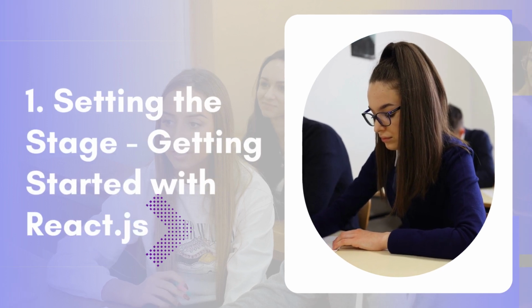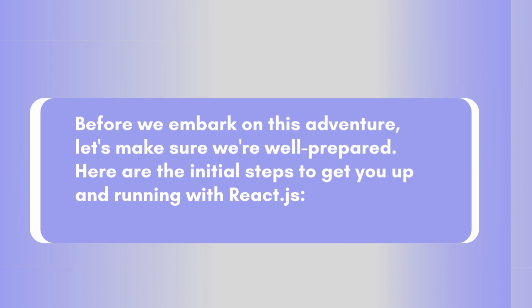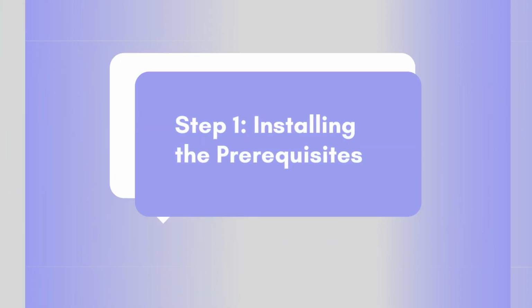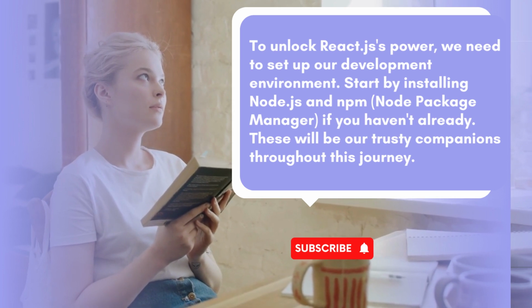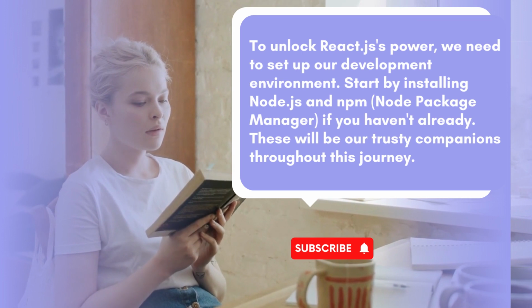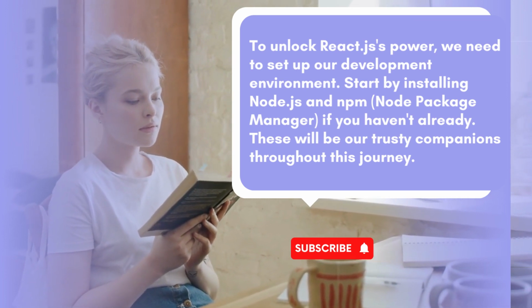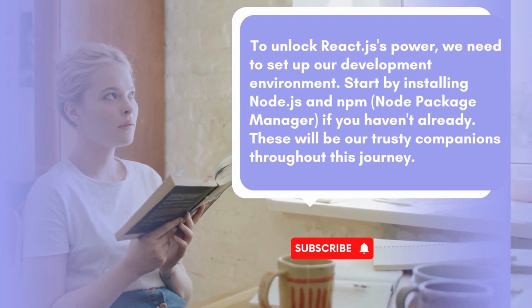Setting the stage, getting started with React.js. Before we embark on this adventure, let's make sure we're well prepared. Here are the initial steps to get you up and running with React.js. Step 1. Installing the prerequisites. To unlock React.js power, we need to set up our development environment. Start by installing Node.js and npm, Node Package Manager, if you haven't already. These will be our trusty companions throughout this journey.